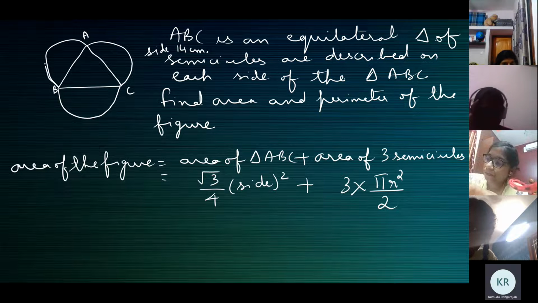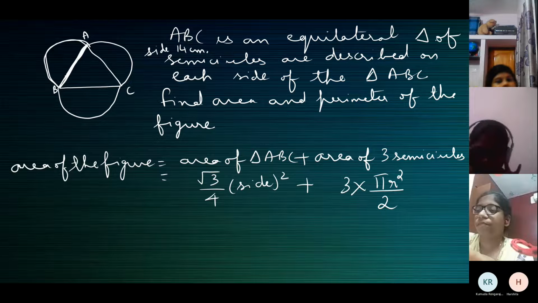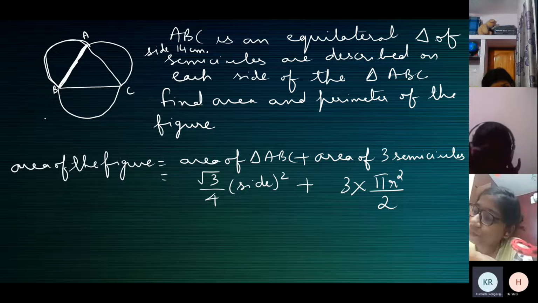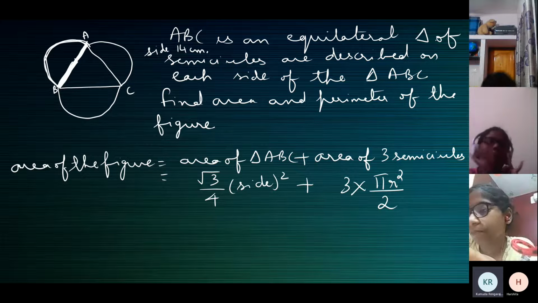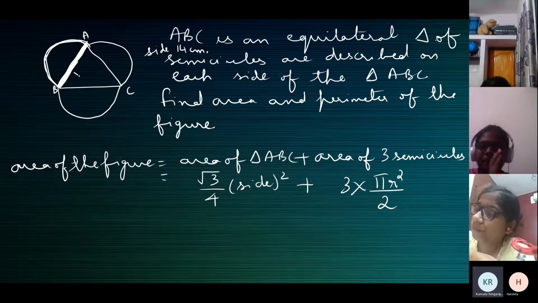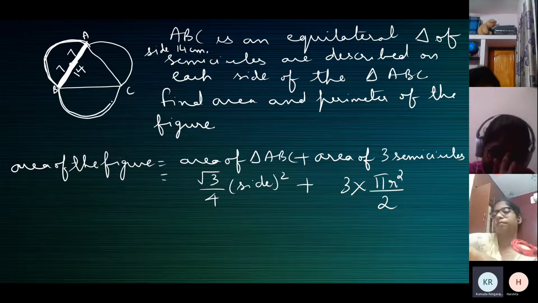What is this? This is a semicircle. The side of the triangle acts as the diameter of the semicircle. See a semicircle. The side of the triangle acts as the diameter. The length of the side is 14. So radius is 7.